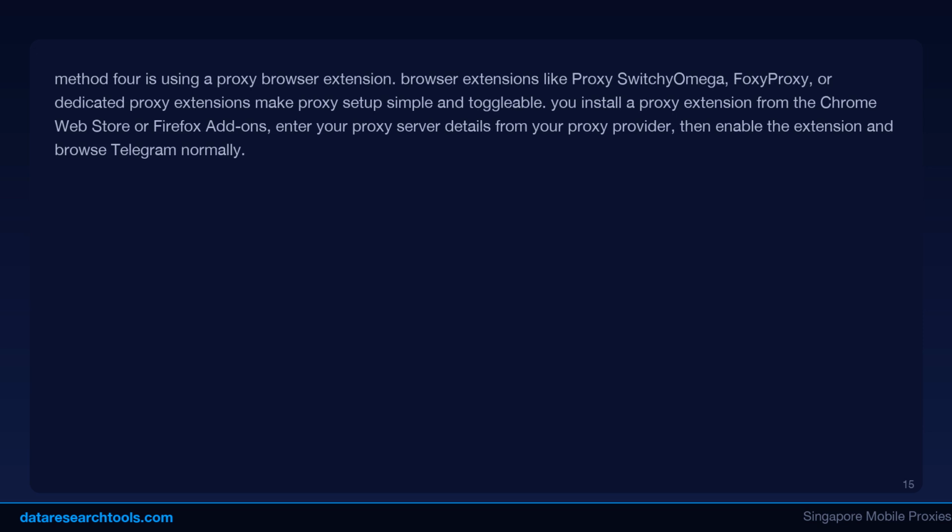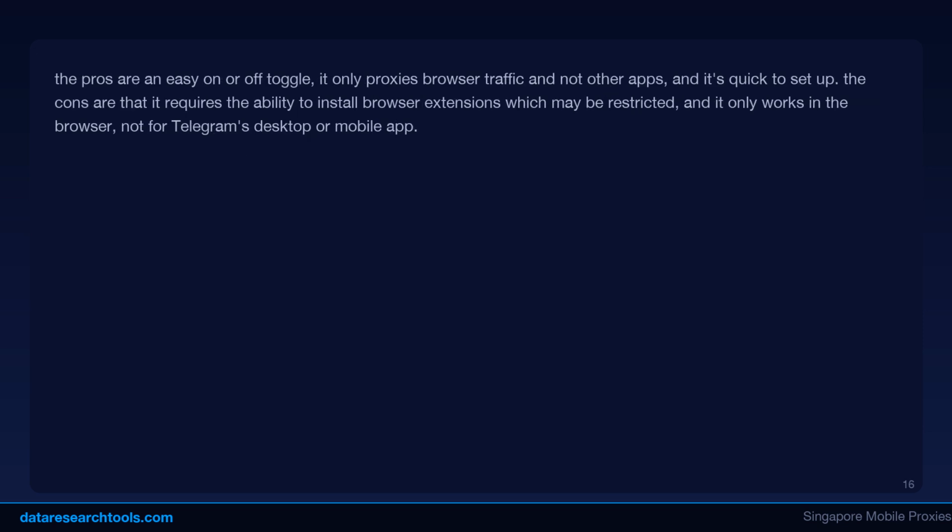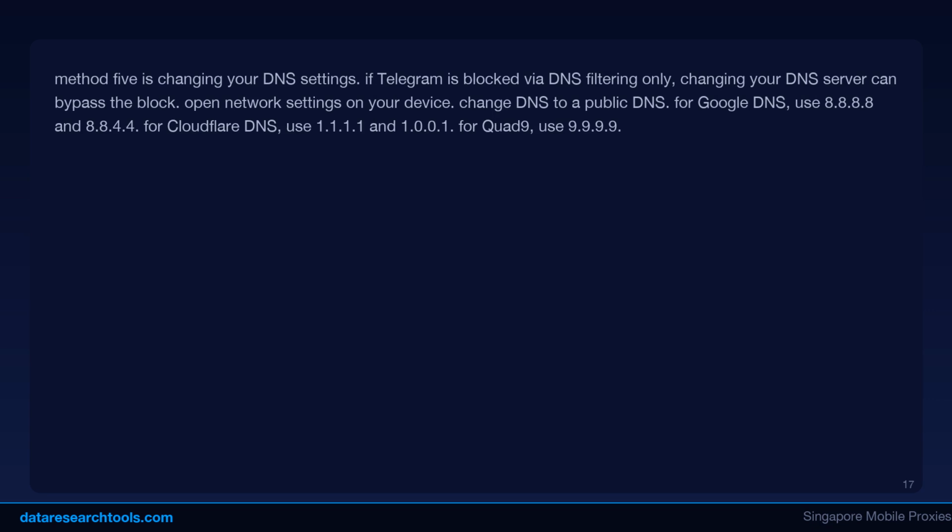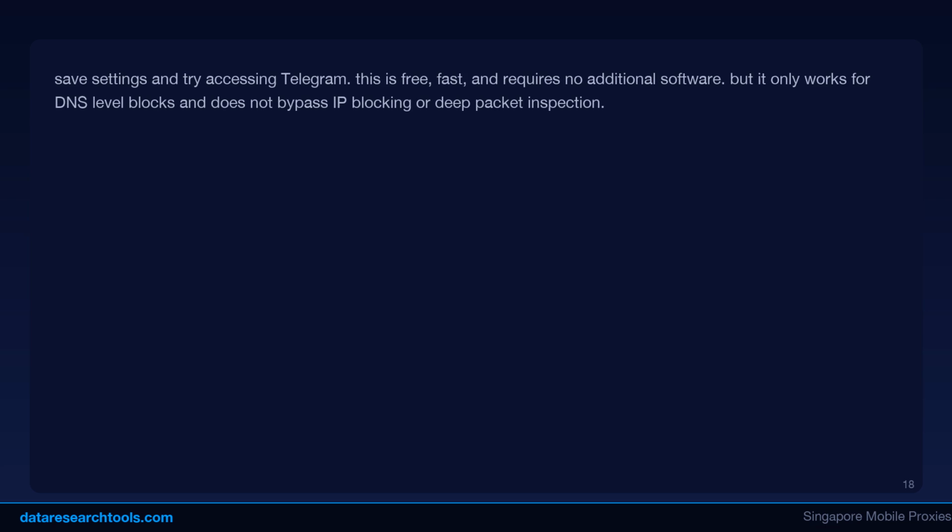Method 4 is using a proxy browser extension. Browser extensions like Proxy SwitchyOmega, FoxyProxy, or dedicated proxy extensions make proxy setup simple and toggleable. You install a proxy extension from the Chrome Web Store or Firefox add-ons, enter your proxy server details from your proxy provider, then enable the extension and browse Telegram normally. The pros are an easy on or off toggle. It only proxies browser traffic and not other apps, and it's quick to set up. The cons are that it requires the ability to install browser extensions, which may be restricted, and it only works in the browser, not for Telegram's desktop or mobile app.